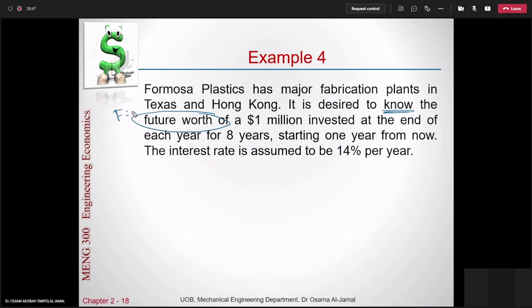Of what? Of $1 million. Is it per year? Is it at time zero? What is that 1 million? Invested at the end of each year. So that 1 million is an annuity.